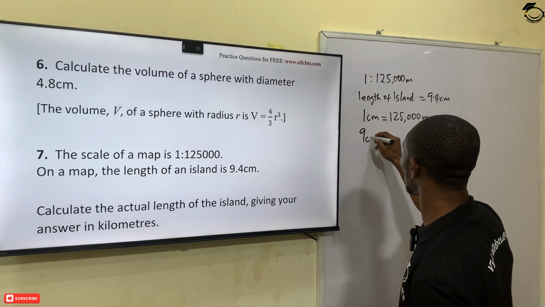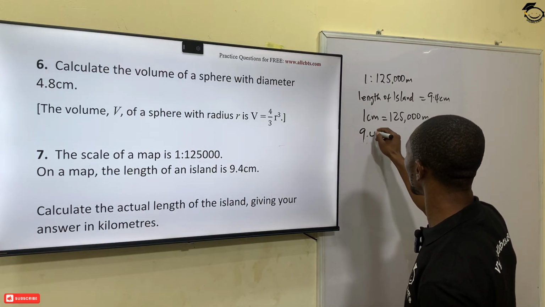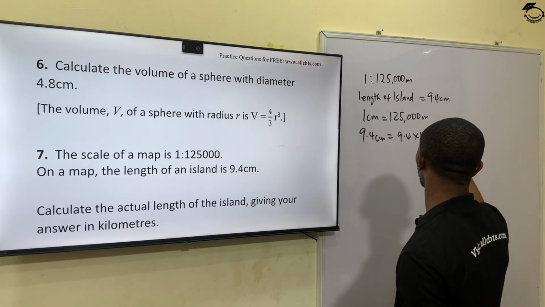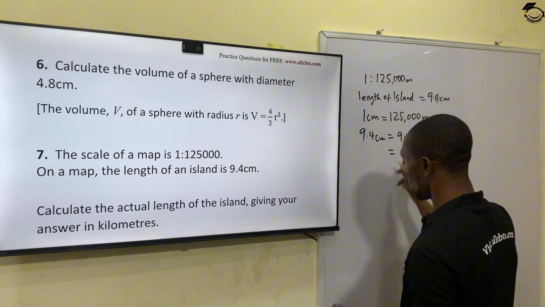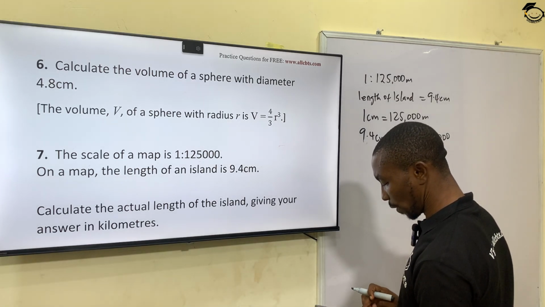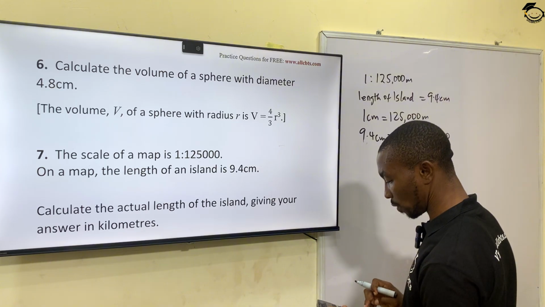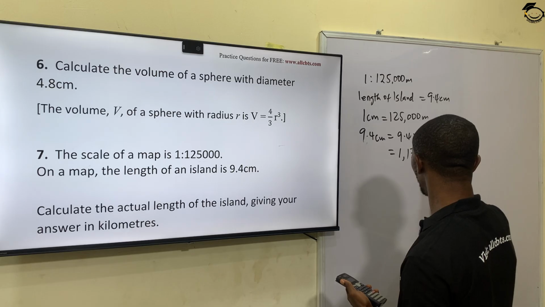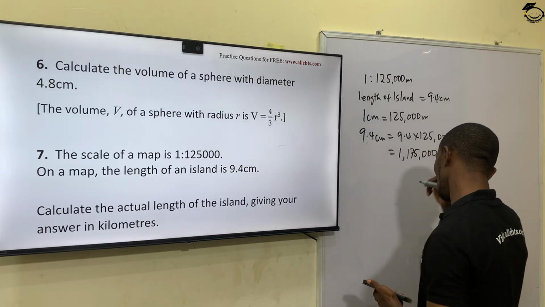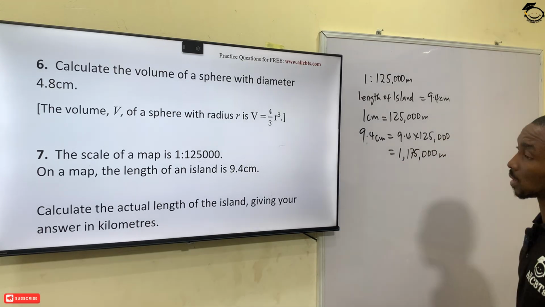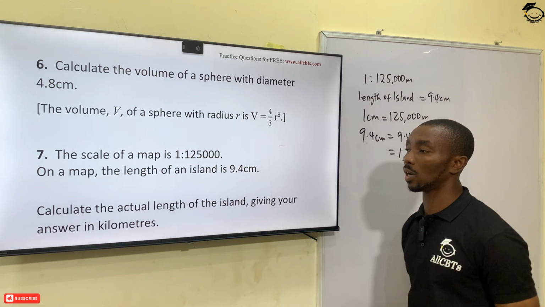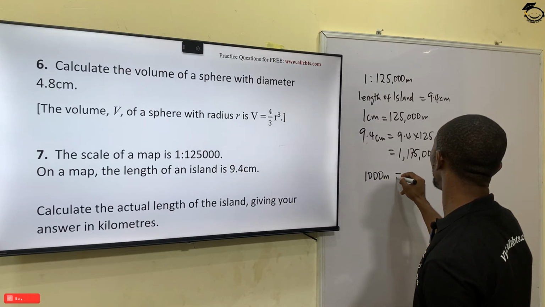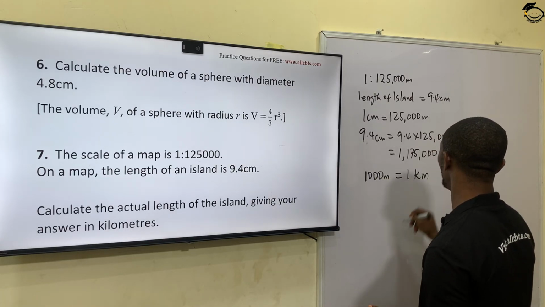So for 9.4 centimeters would be 9.4 times 125,000, which gives us 1,175,000 meters. Now, this is the distance in meters, and we're asked to give our answer in kilometers. So we know that 1,000 meters equals 1 kilometer.